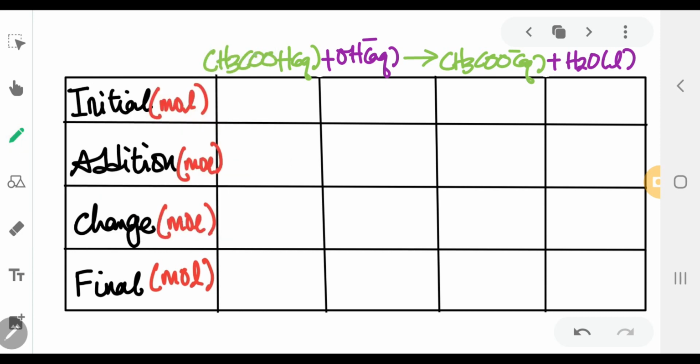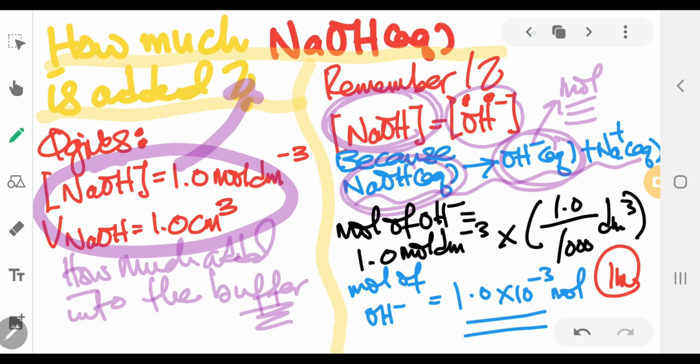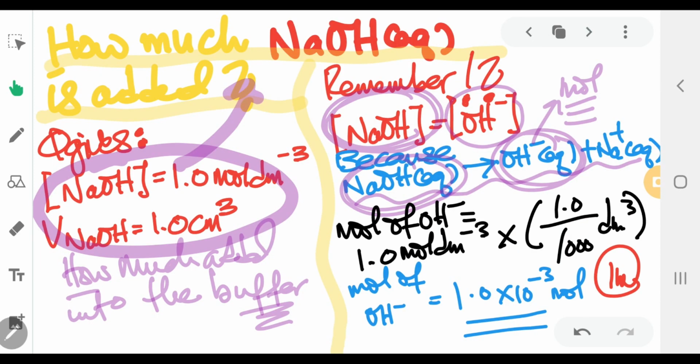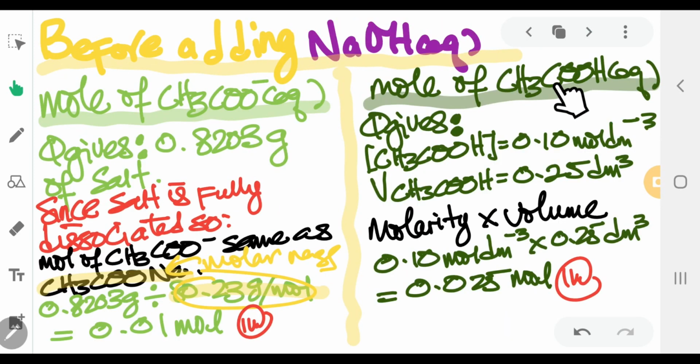So the initial CH3COOH is 0.025. Okay, so if you go back here, CH3COOH will be 0.025.